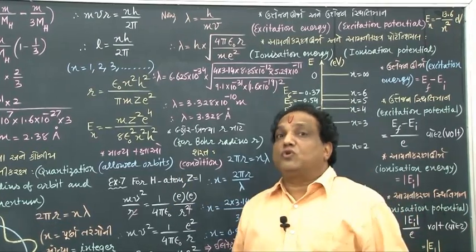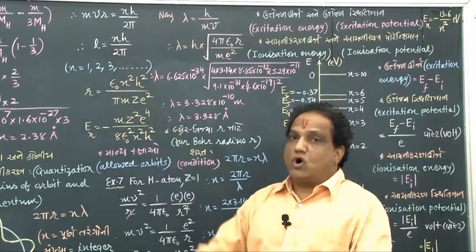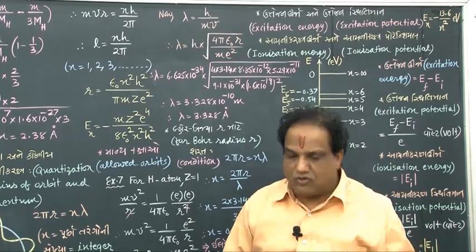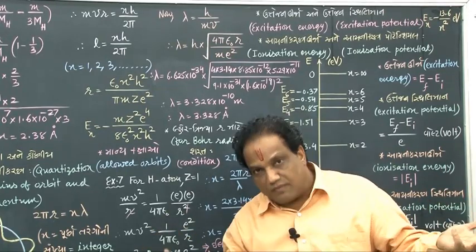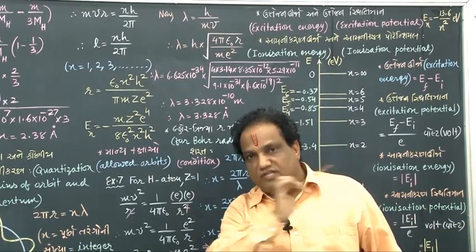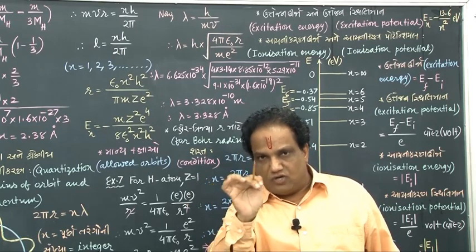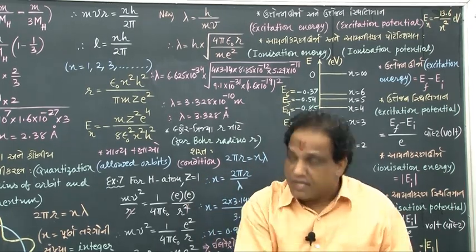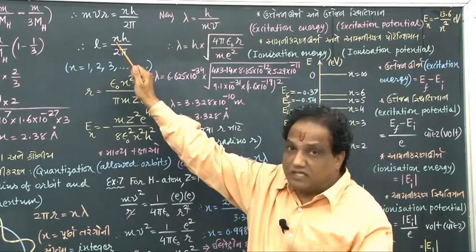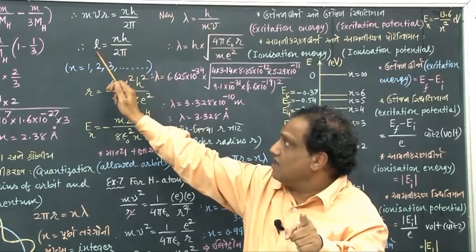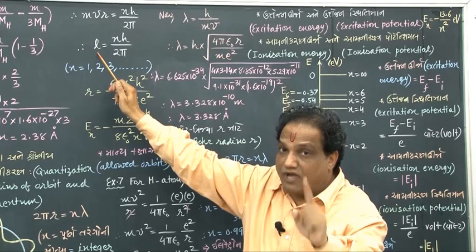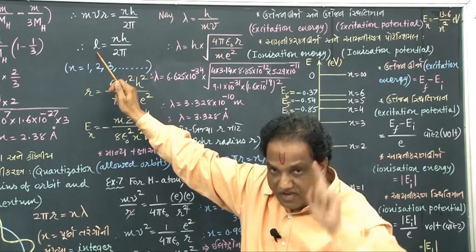What do you mean by nh upon 2 pi? What is n? It is the order of the circular orbit of the electron, also called the principal quantum number, which changes in integer steps: n equals 1, 2, 3, 4, and so on. Because the values of n are specific, the orbital angular momentum values will also be specific.